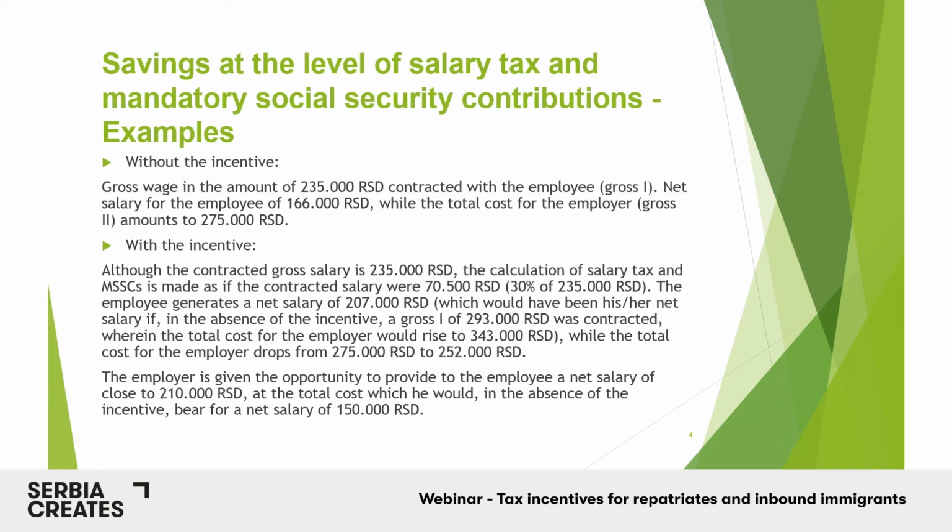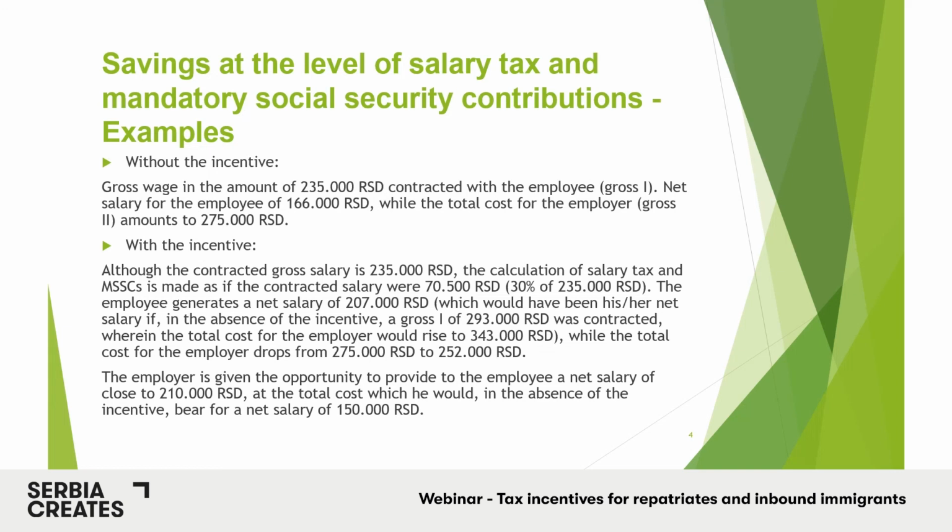While under the incentive at a net of 207,000, the cost to the employer drops from 275,000 to 252,000. So what you see is that you are capable of providing your employee with a net salary of 210,000 at a total cost which, for a net salary without the incentive, would have been due for roughly 150,000. So essentially, at a significantly lower cost to the employer, you are capable of providing a more beneficial net salary, thus being a far more attractive employer.